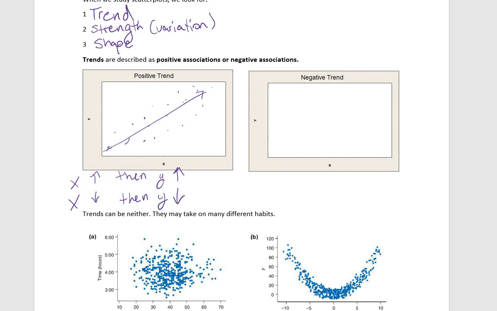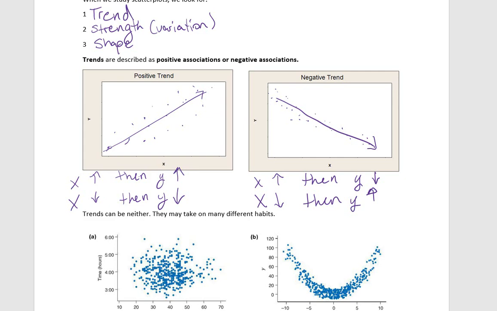Now a negative trend would be that as X increases, our Y decreases. So as X increases or goes up, then our Y decreases. As well, if you go backwards, as Y decreases, then X increases. So just a couple of things about this.